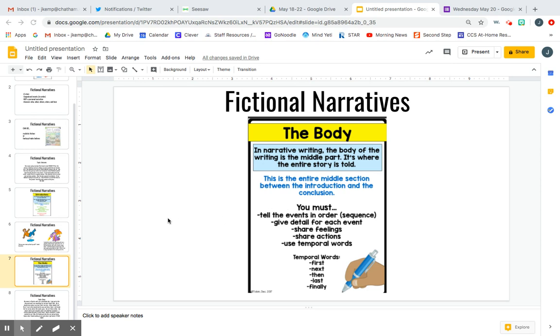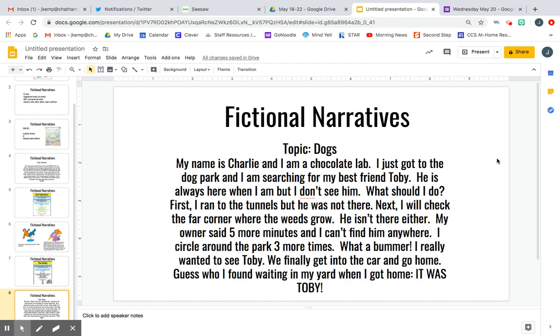I just wrote a narrative about dogs. One of my questions on one of my check-in surveys last week for my class was what they wanted me to write about this week. I told them that I was going to be writing some fictional narratives. And I think two of my friends said that they wanted me to write about dogs. So here, this is just the body.